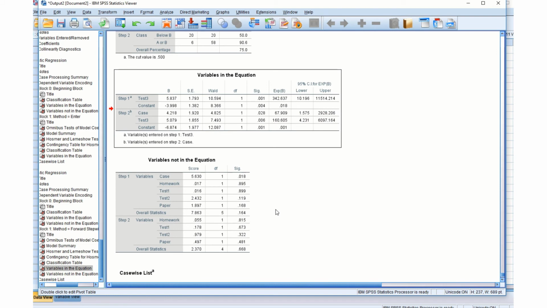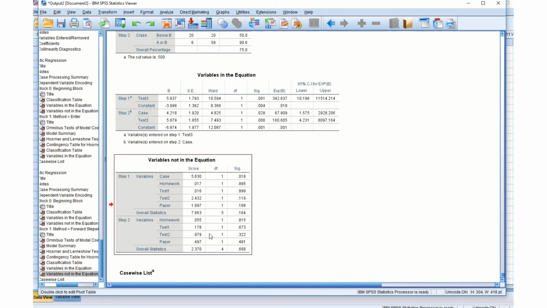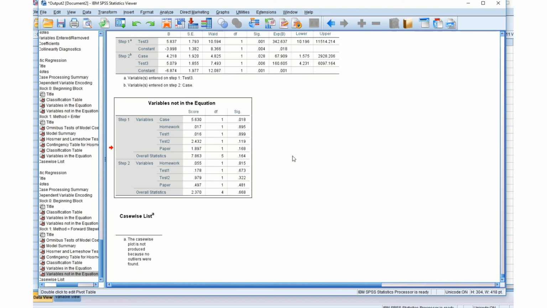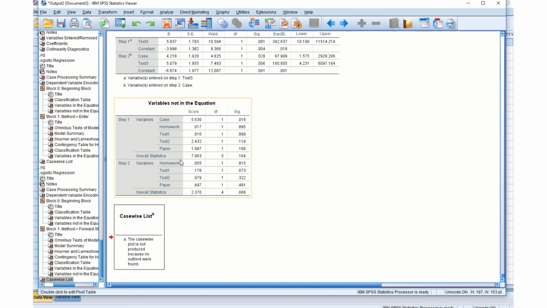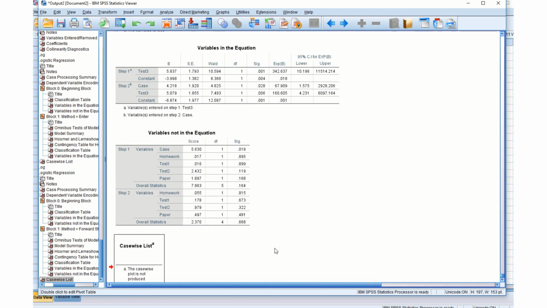Okay, so now the rest of the analysis talks about the variables that were dropped and whether they were significant or not. They were not, but we knew that already. So these are the 4 variables: homework, test 1, test 2, and the paper. Based on this data, without these, there is no respondent that is an outlier in this particular data set.